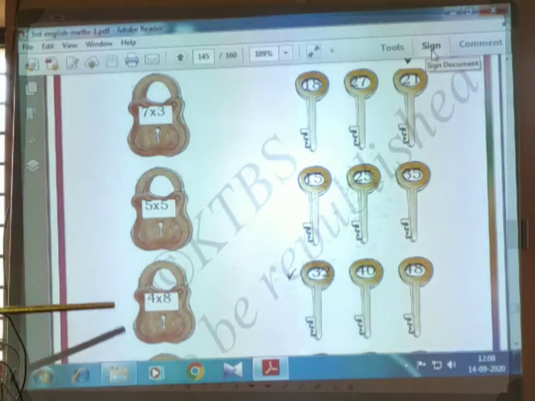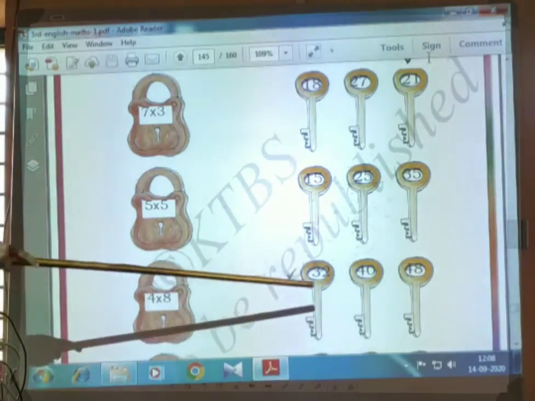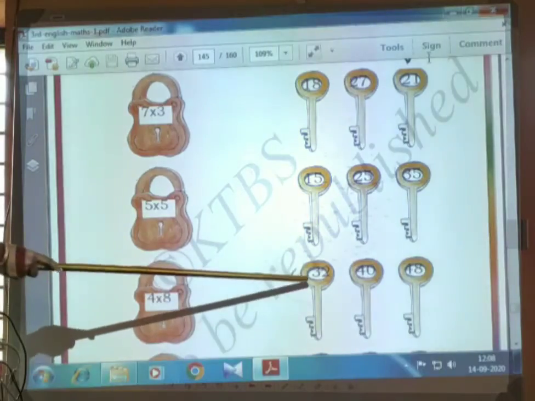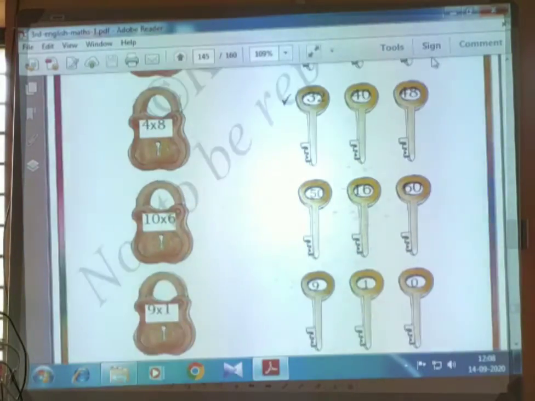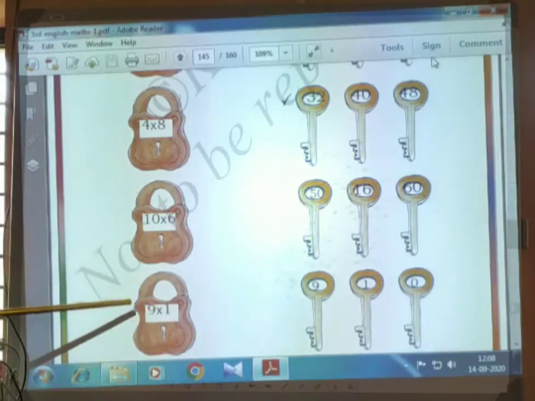4 into 8, 4 8s are 32, 40 and 48. Okay. Out of these 3 keys, which is the answer? 32. 10 into 6, 60. 9 into 1, 9.